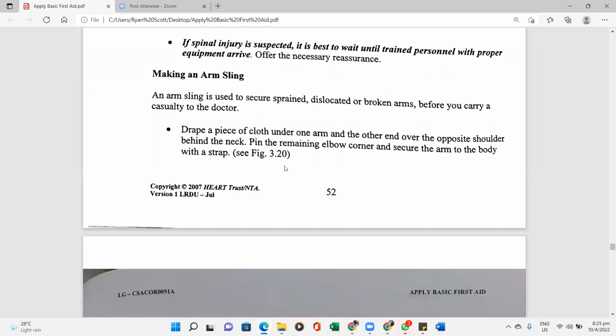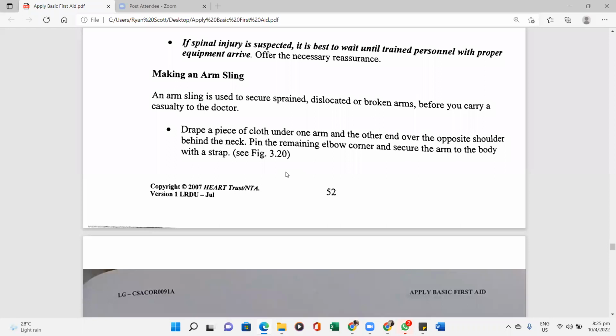Making an arm sling. An arm sling is used to secure a sprained, dislocated, or broken arm before you carry a casualty to the doctor. Drape a piece of cloth under one arm and the other end over the opposite shoulder behind the neck. Pin the remaining elbow corner and secure the arm to the body with a strap.